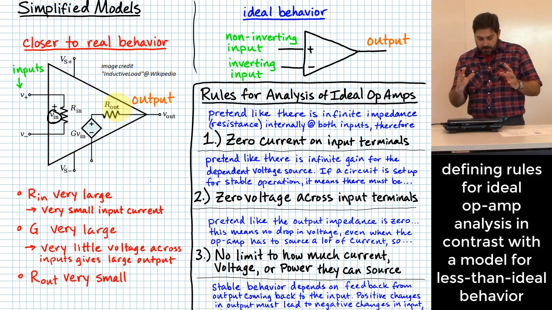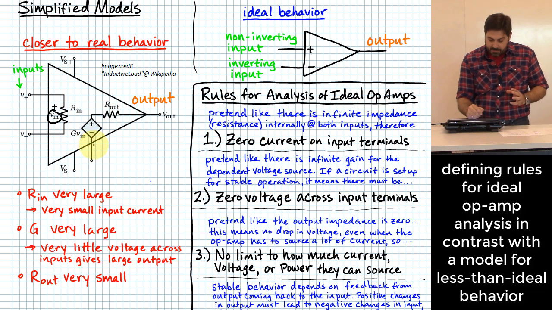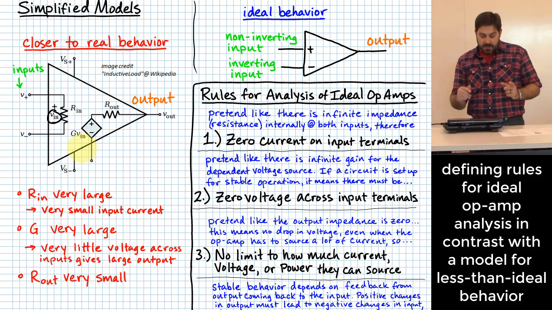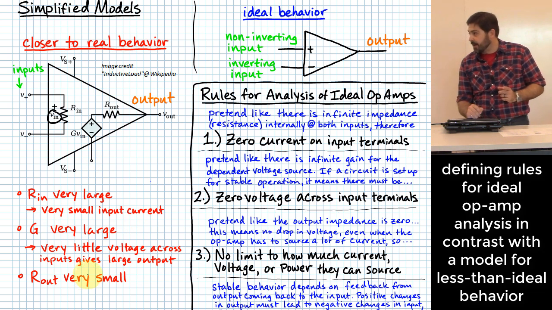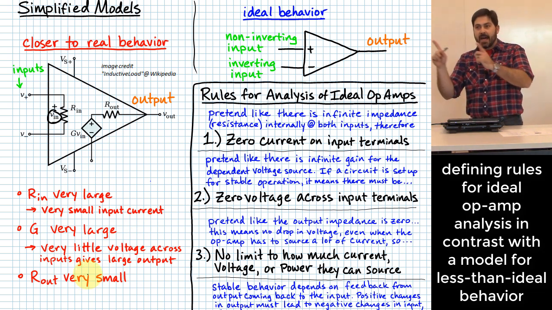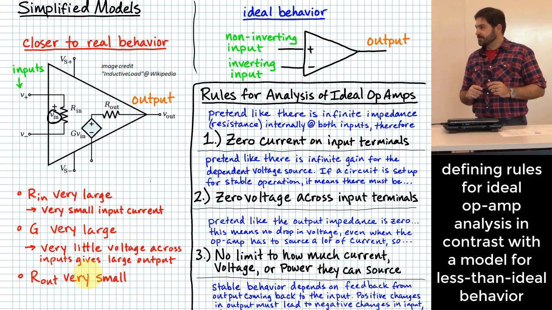So your real op-amp tends to have these characteristics, and if each one of those trends in the direction I've identified in those bullets down there, you start to approach an ideal op-amp. Does that make sense? So now let's talk about the ideal op-amp.